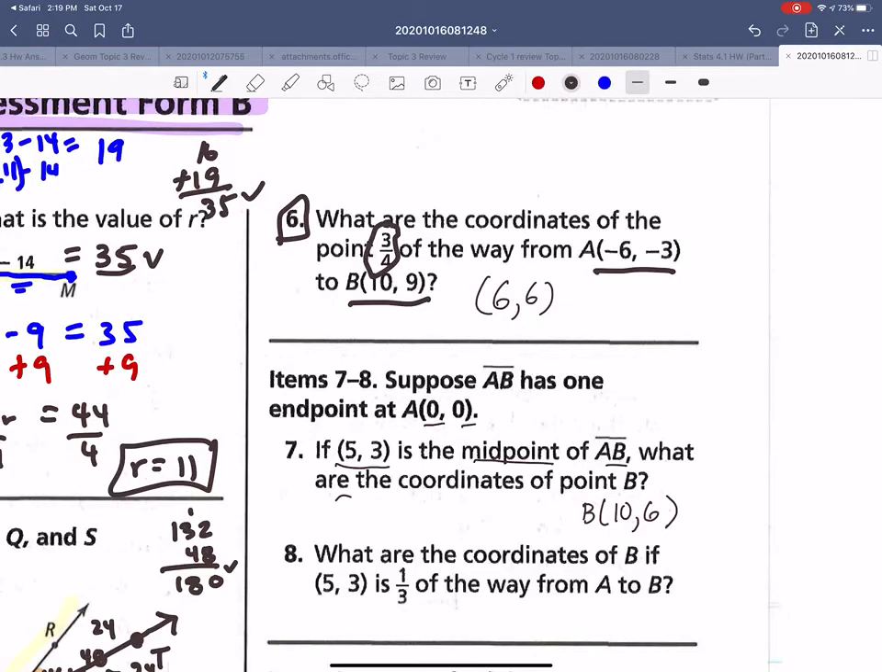What are the coordinates of B if (5, 3) is a third of the way there? Oh, we're supposed to still suppose A is at (0, 0). What are the coordinates of B if (5, 3) is a third of the way there?